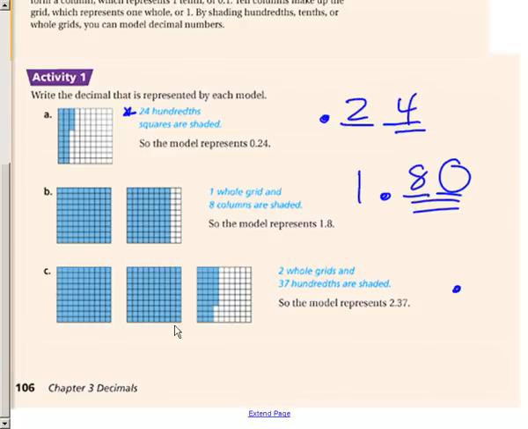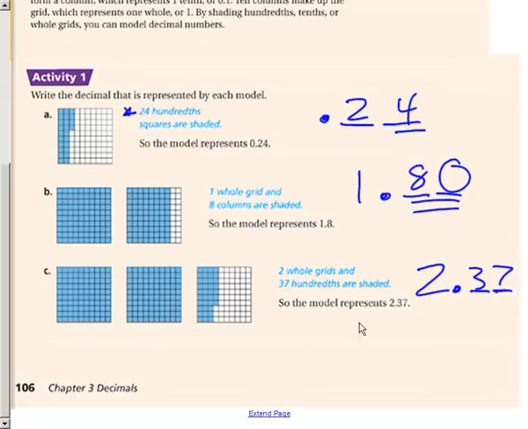You can see that we have 2 whole pans of brownies, so we'll put a 2 before the decimal. Let's see how many tenths we have. I have 1, 2, 3 rows of 10. And then how many hundredths? Looks like I've got 7 little squares left over, so we'll put a 7 in the hundredths place.